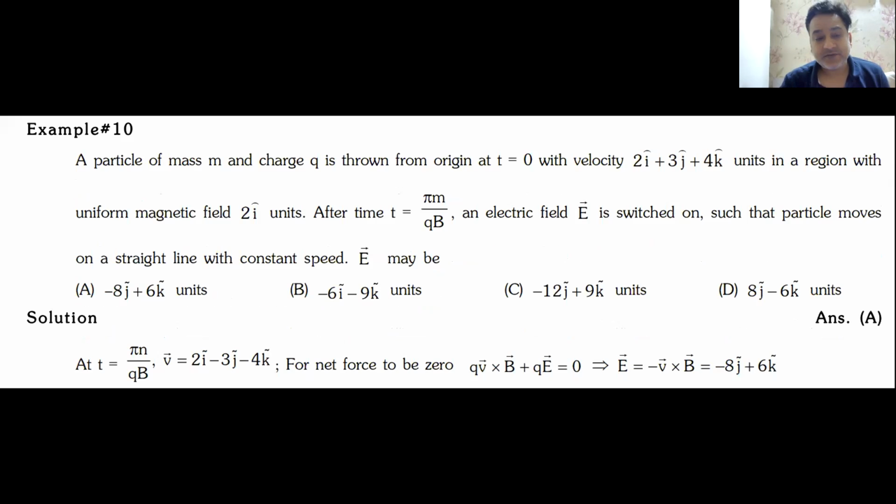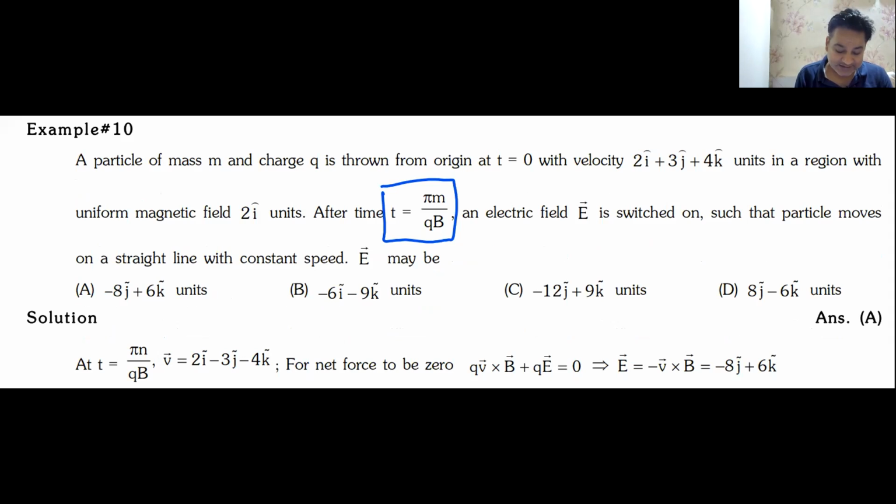Now remember, there is something very special about the time that is given here. This time is time period divided by 2. Remember, time period does not depend on the value of V or in which direction it is projected, right? So this is after half a circle. Yes or no? You understand this?